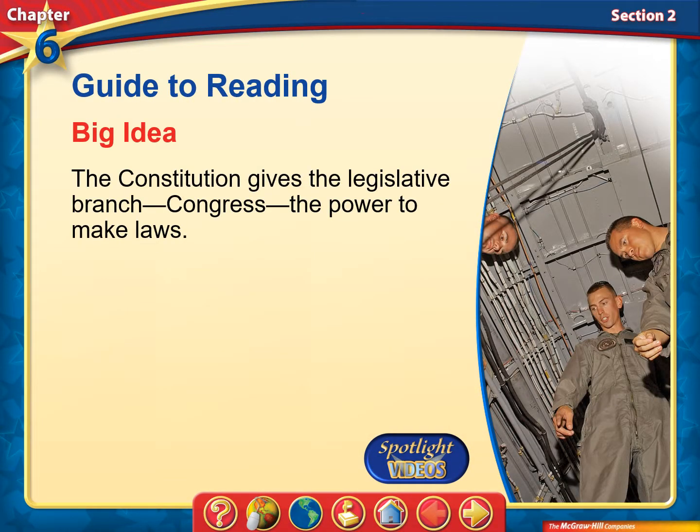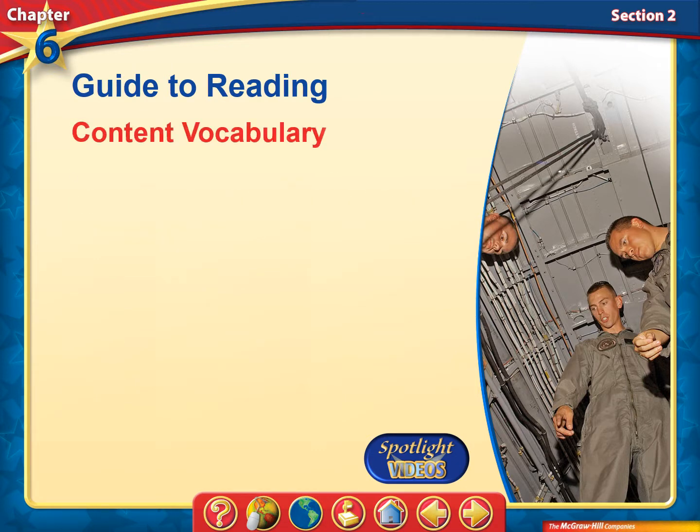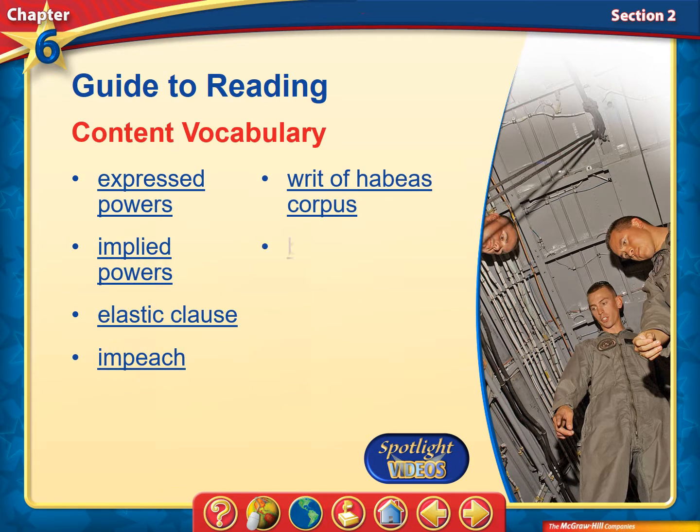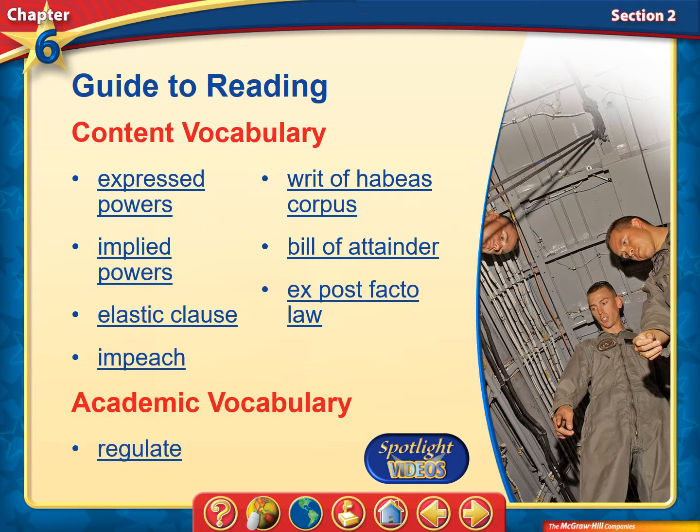Chapter 6, Section 2, and the big idea here is that the Constitution gives the legislative branch, Congress, the power to make laws. Today we'll cover expressed and implied powers. These are the powers granted by the Constitution of the United States. We'll look at the elastic clause, which is kind of a catch-all in terms of what Congress is actually able to do. And then we'll look at some important limits that Congress has, as well as a number of checks and balances they have over other branches of government.